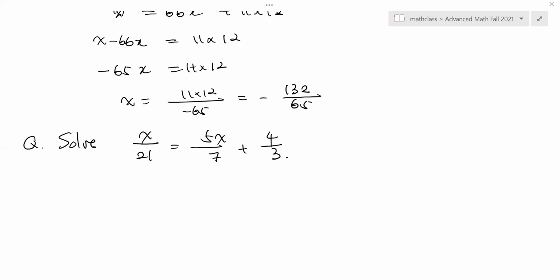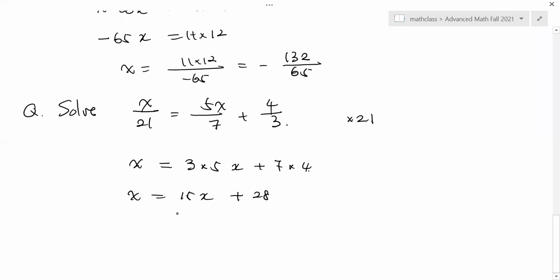And let's see. All right, so look at these denominators, 21, 3, and 7. I think the least common multiple is going to be 21. So you should multiply each term by 21. 21 over 21 is x. 21 over 3 is going to be 7, and 21 over 7 is going to be 3. 3 times 5, and 7 times 4. So x equals 15x plus 28.